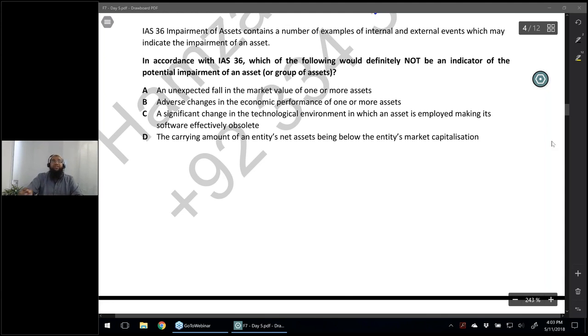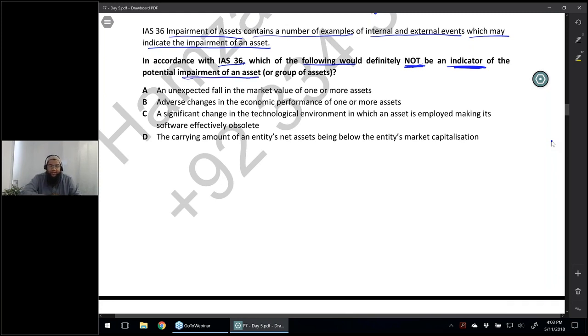Now the next question says that IAS 36 impairment of assets contains a number of examples of internal and external events which may indicate the impairment of an asset. In accordance with IAS 36, which of the following would definitely not be an indicator? Which of the following would not be an indicator of potential impairment of an asset? So we have to identify which of the following is not an indication.